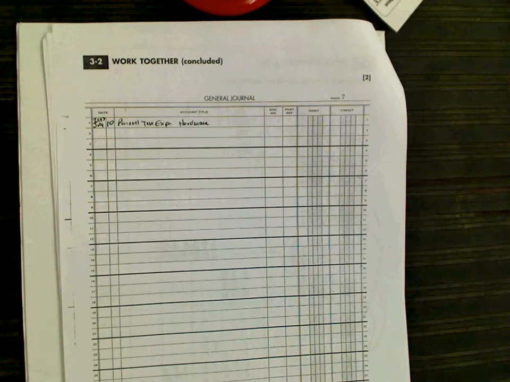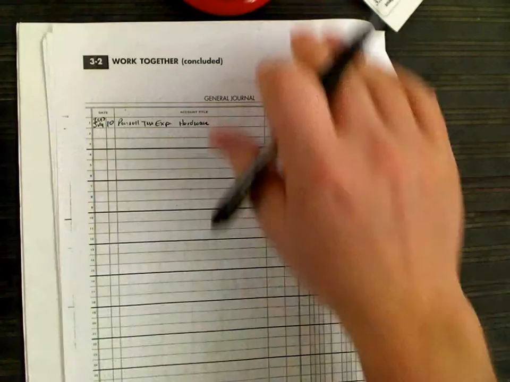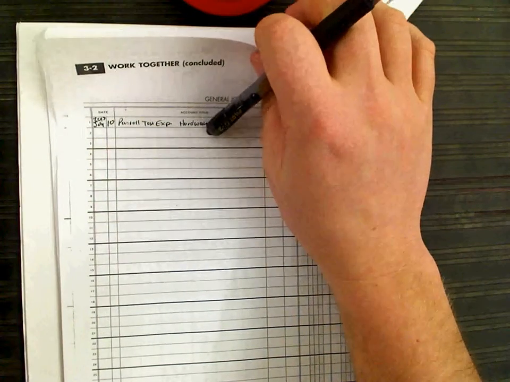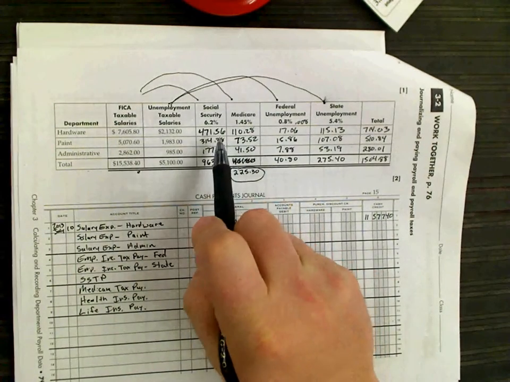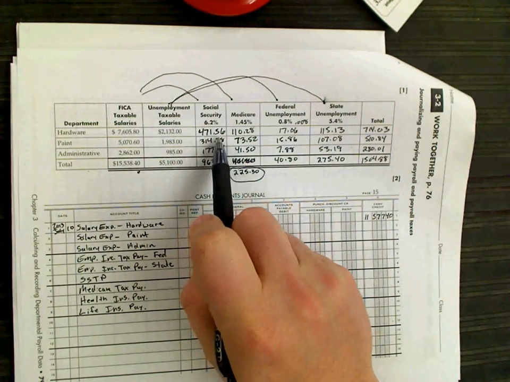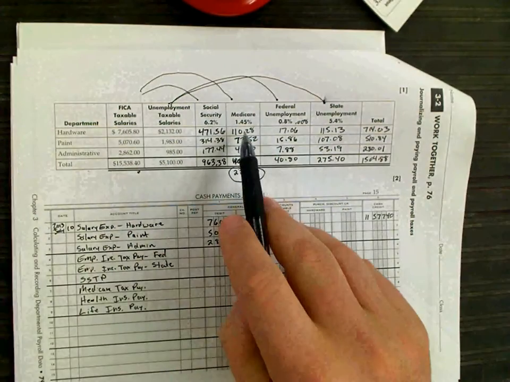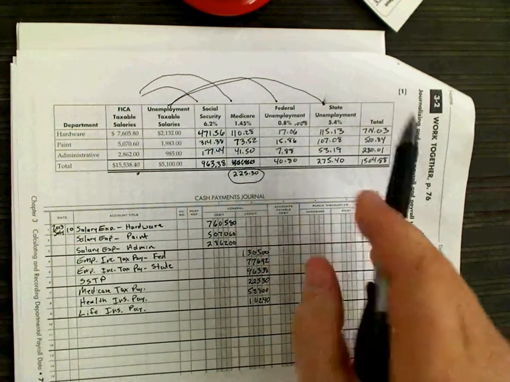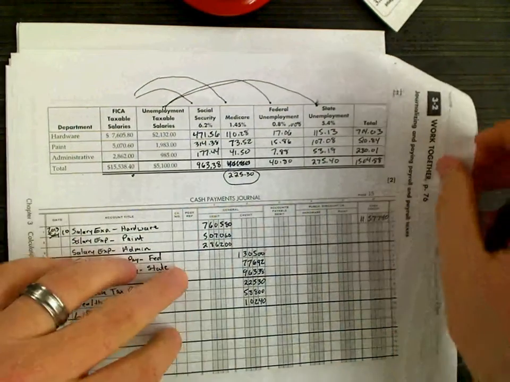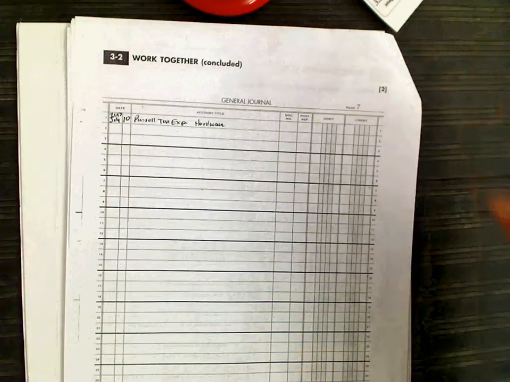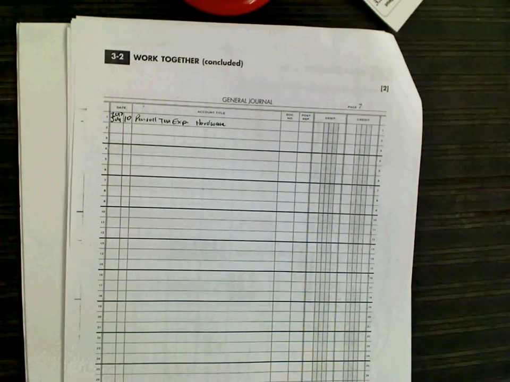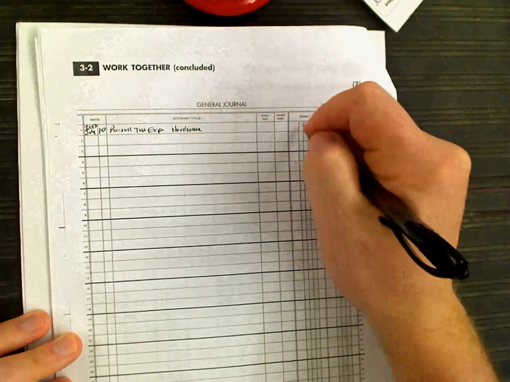So we're going to take these numbers for hardware. Our hardware is $471.56 plus Medicare plus unemployment gives us $714.03, and that is our digit that's debited. What are we crediting? Nothing yet.